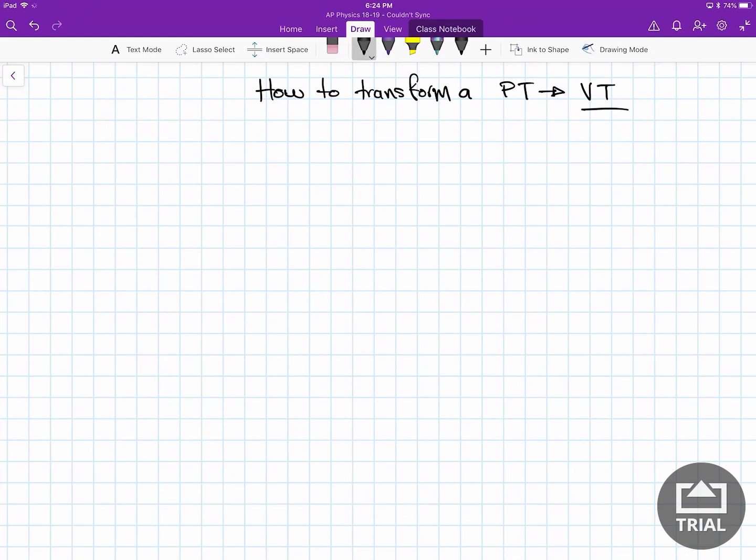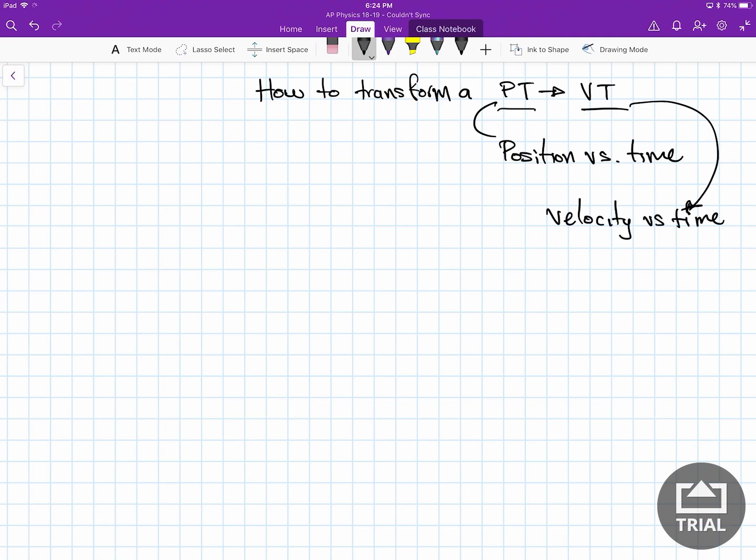So most importantly, we need to know what a PT stands for. PT, guys, stands for position versus time graph. And VT, guys, stands for velocity versus time. Now these are two graphs that are very important, guys.